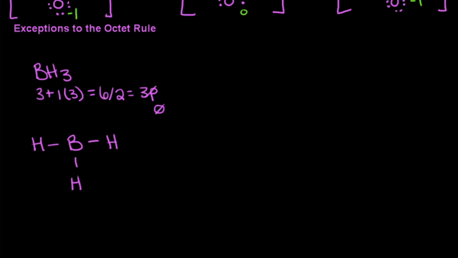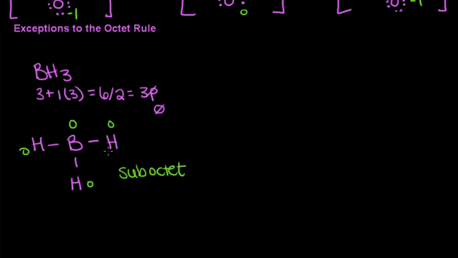Well, let's check formal charge and see if that's okay. Boron, normal number of valence electrons is 3 minus 1, 2, 3. No formal charge on boron. Hydrogen has 1 valence electron, 1 single bond, nothing on the hydrogen, nothing on the hydrogen, nothing on the hydrogen. This is an acceptable structure. This is called a sub-octet.